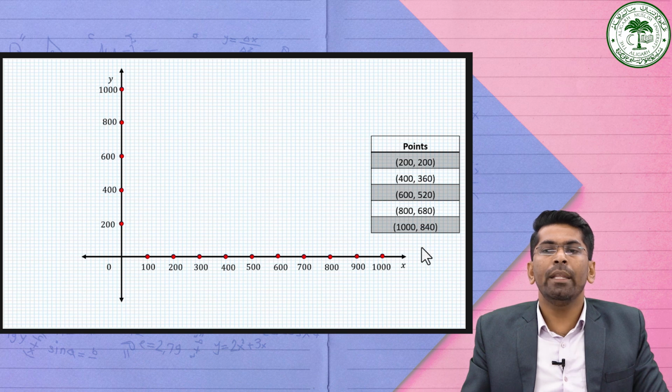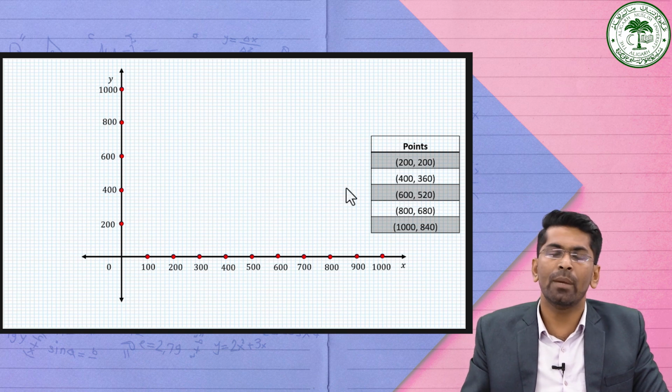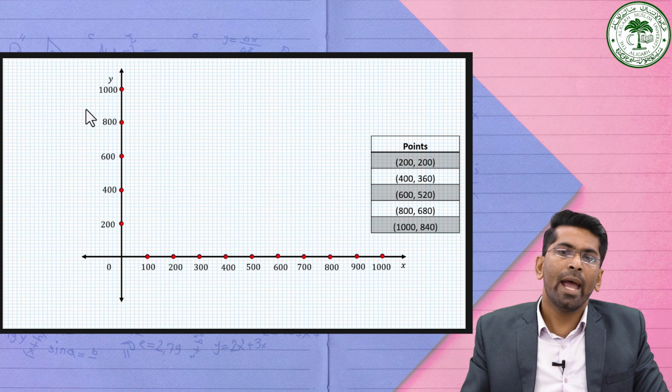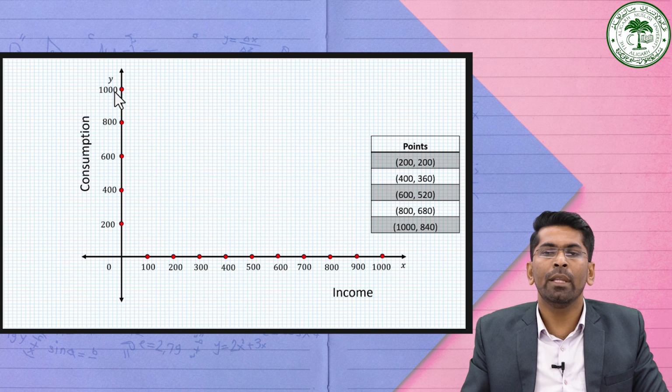Now we can plot the input output table on the graph by following the convention. We are taking the dependent variable on the x-axis and independent variable on the y-axis. Here income is taken along the x-axis and consumption is taken along the y-axis. See, now we are going to plot these points here.